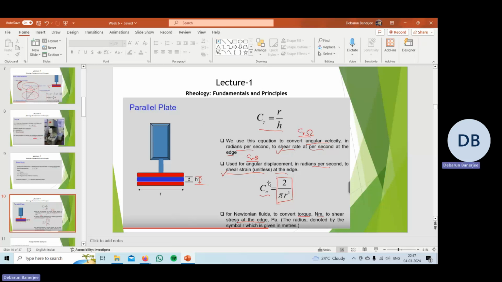This is used for angular displacement in radians to shear strain at the edge. C sigma equals 2 by pi r cube, for Newtonian fluids, to convert torque in Newton meter to shear stress at the edge in Pascal.